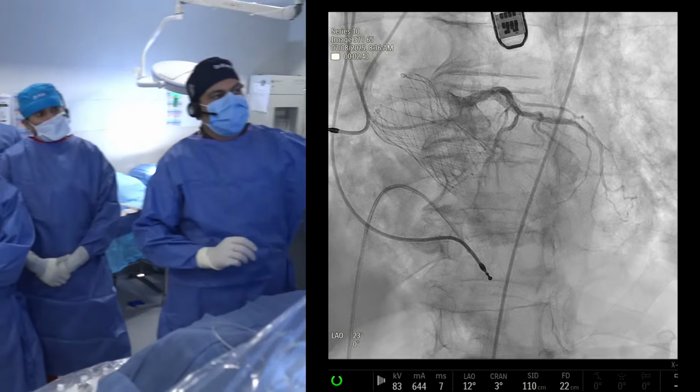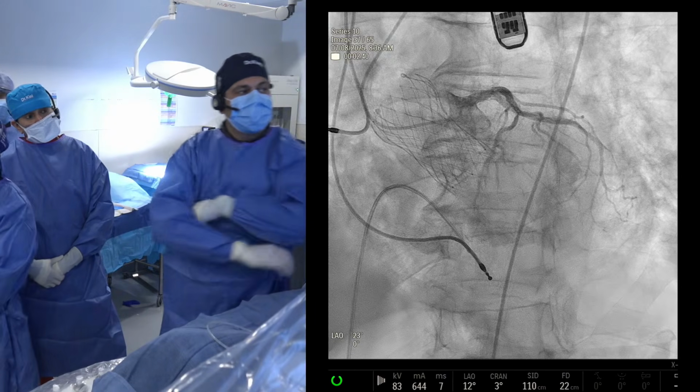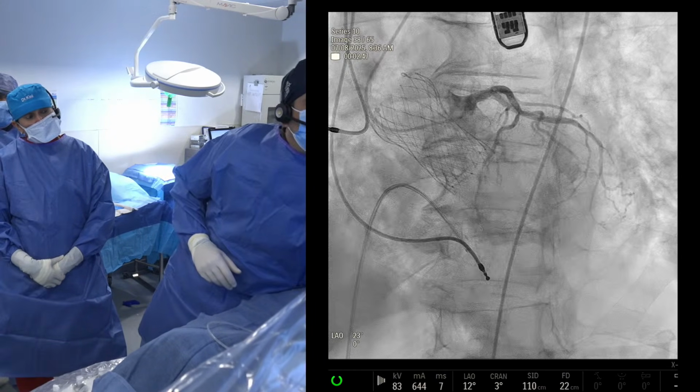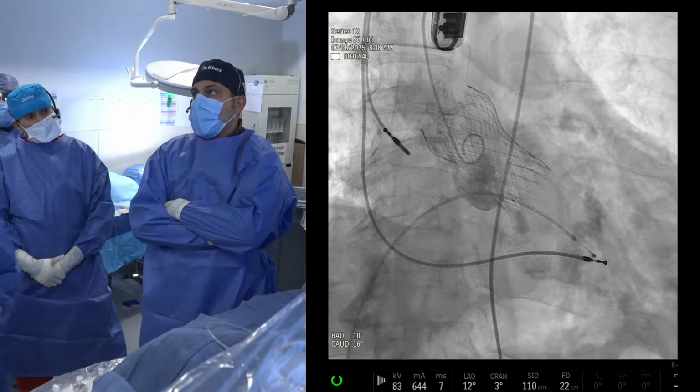The sinuses are very big, so you have enough clearance here. You can see the plug will probably sit somewhere. Go 26. 26 minus 1.